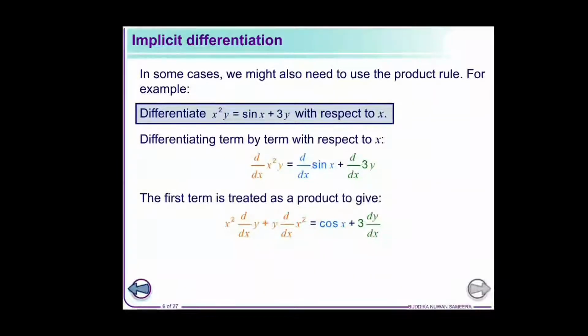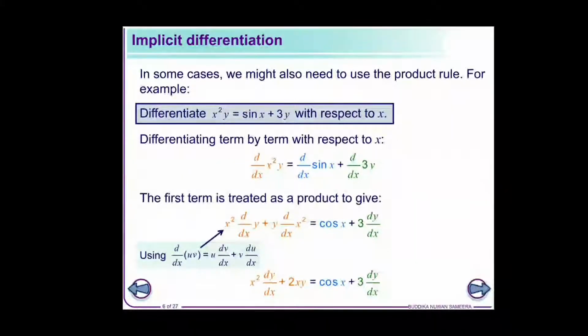When you differentiate sin x, the answer is cos x. When you differentiate 3y, the answer is 3. Then you have to change it to dy over dx, that means you have to multiply it by dy over dx. So when you differentiate y, the answer is 1. Then multiply it by dy over dx. So x square times dy over dx, and after that we keep y and differentiate x square. When you differentiate x square, the answer is 2x, then 2x times y, 2xy.